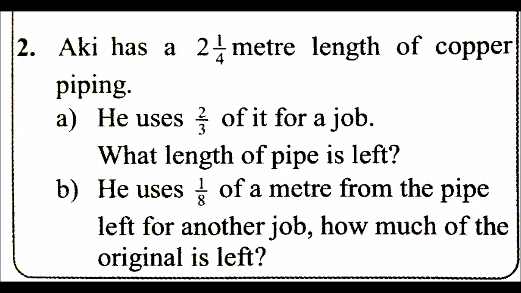2. Aki has a 2 whole number 1 over 4 meter length of copper piping. A. He uses 2 over 3 of it for a job. What length of pipe is left? B. He uses 1 over 8 of a meter from the pipe left for another job. How much of the original is left?